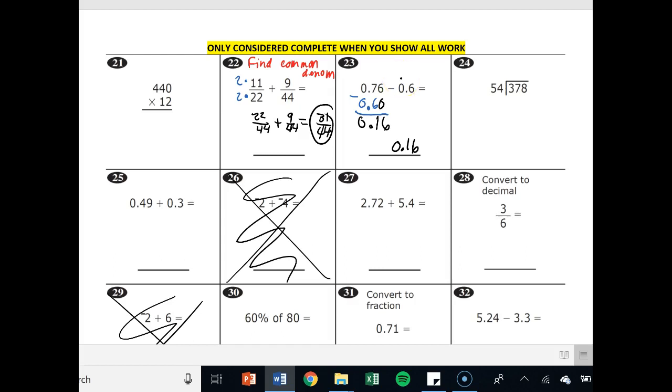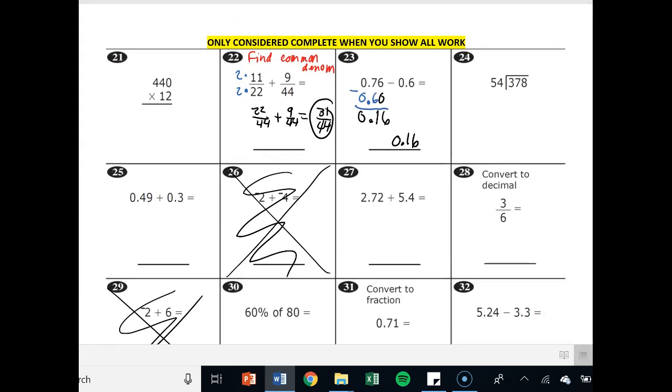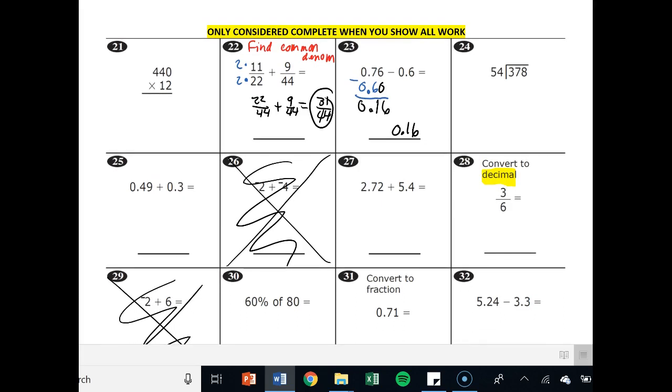Number 25 is just like 23. 27 is just like 23, so I'll let you go ahead and do that. Number 28 is just like number 20, so go ahead and do that and make sure you understand it's asking for a decimal, right? Number 30 we will do together.